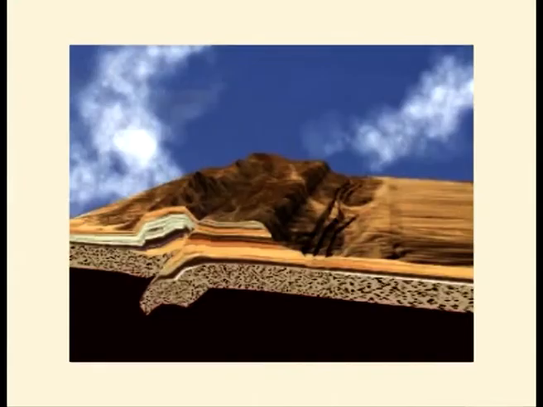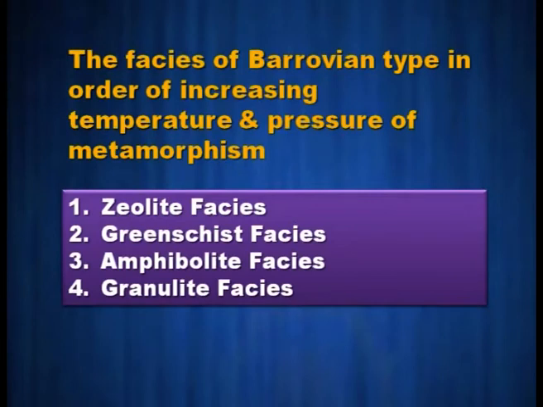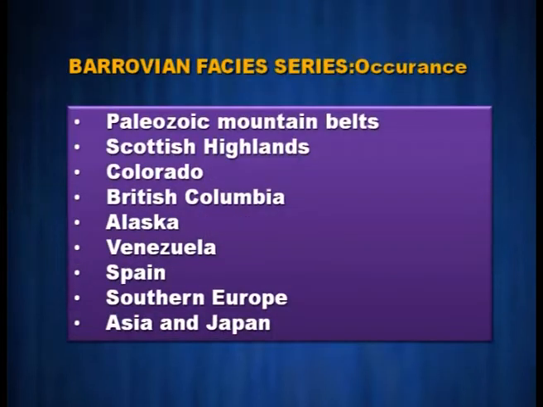The facies of intermediate pressure, or Barrovian type, are listed below in order of increasing temperature and pressure of metamorphism. That is, first Zeolite facies, second Greenschist facies, third Amphibolite facies, and fourth Granulite facies.